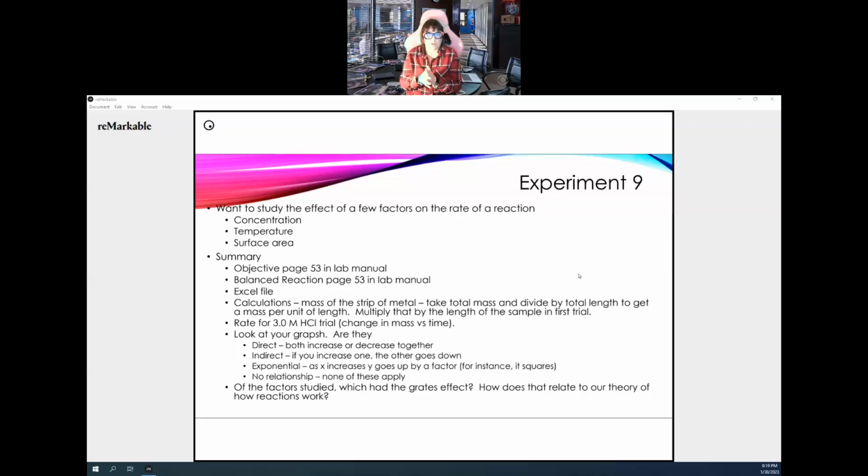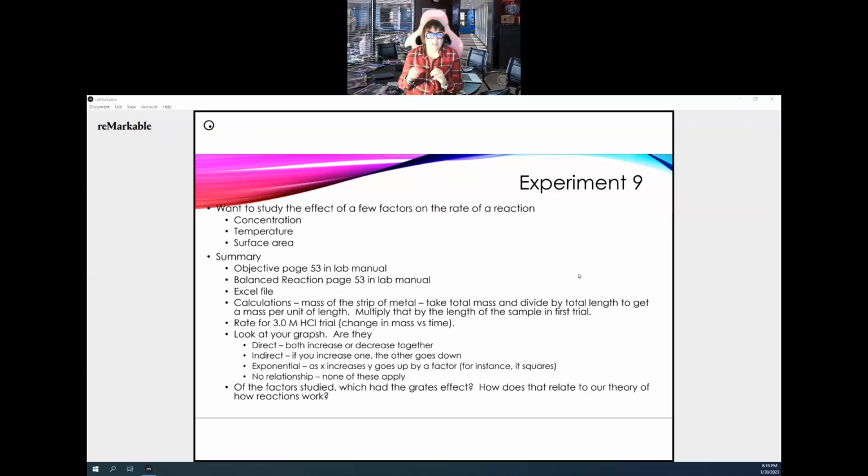We want to study the effect of a few factors on the rate of a reaction. So we're going to be looking specifically at concentration, temperature, and surface area of a solid. So in our summary, the objective is on page 53 in the lab manual. The balanced reaction is on page 53. There is an Excel file. That's the next thing that's in the summary.